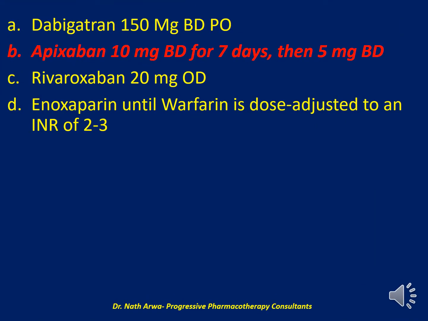So B is the correct answer. I would opt for 10 milligrams of apixaban twice daily for a week, followed by 5 milligrams of apixaban twice daily. It is the appropriate treatment strategy for an acute DVT. Now, monotherapy can be initiated with apixaban at a higher dose, which is 10 milligrams in our case, twice daily for 7 days, followed by 5 milligrams twice daily for the appropriate duration.